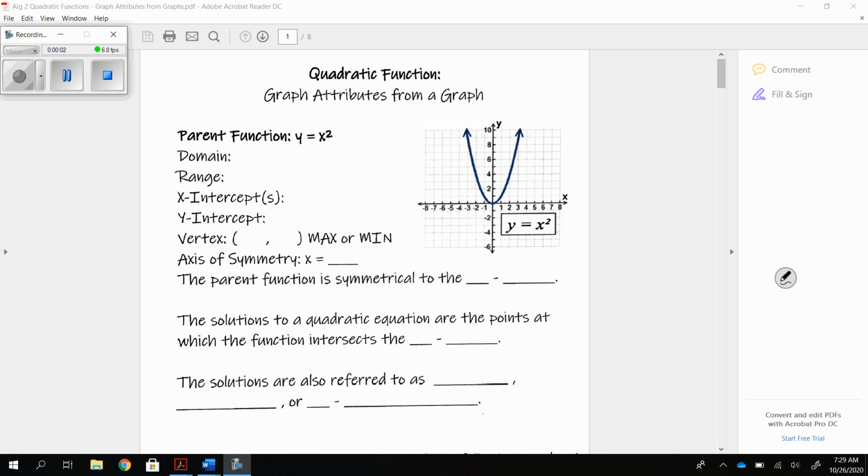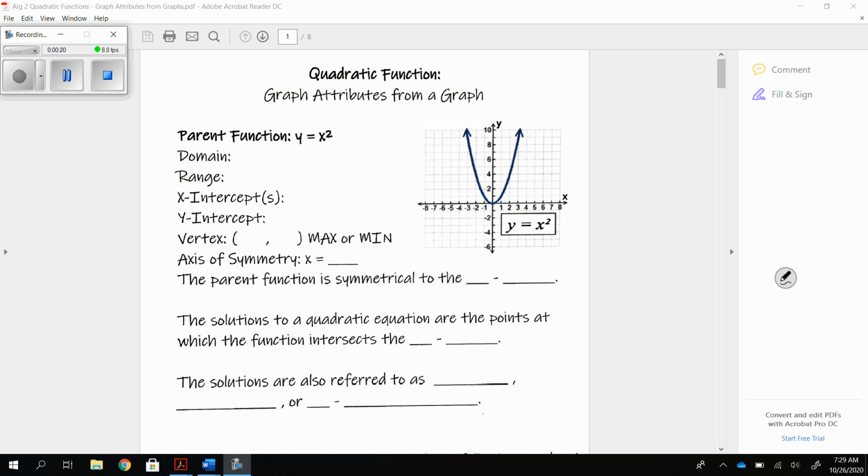Alright, we are starting a new unit called quadratic functions, and we are starting with graph attributes from a graph. And from here, we just need to be able to fill out the graph attributes. Attributes are like domain, range, intercept, vertex, and so on and so forth. So we need to find domain first.